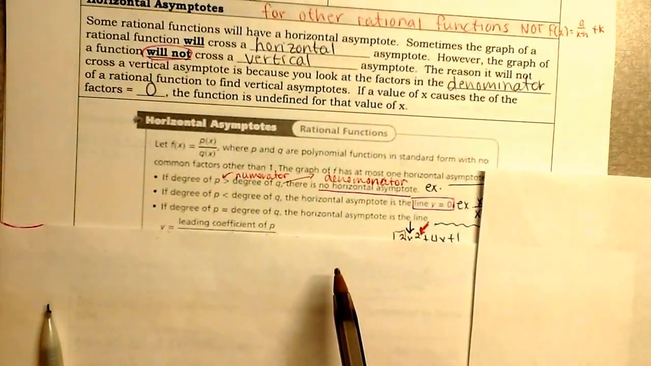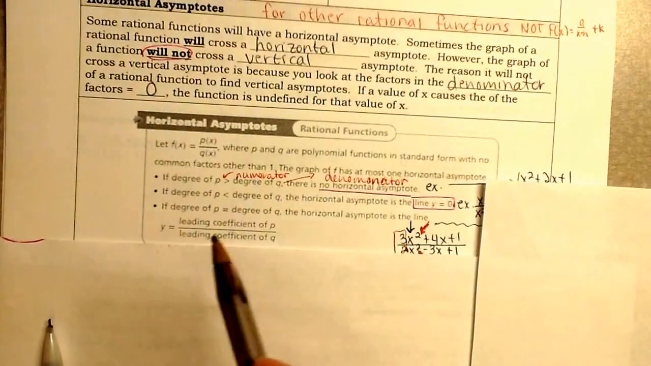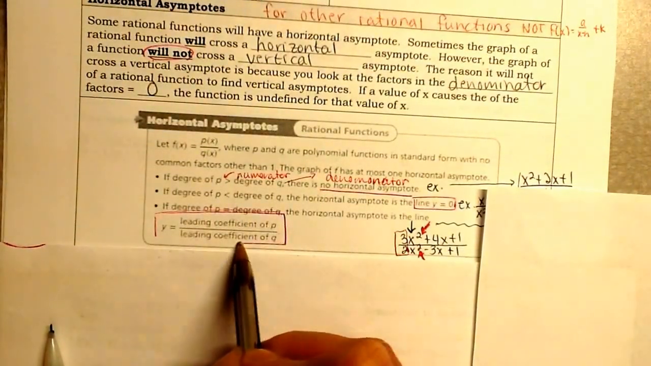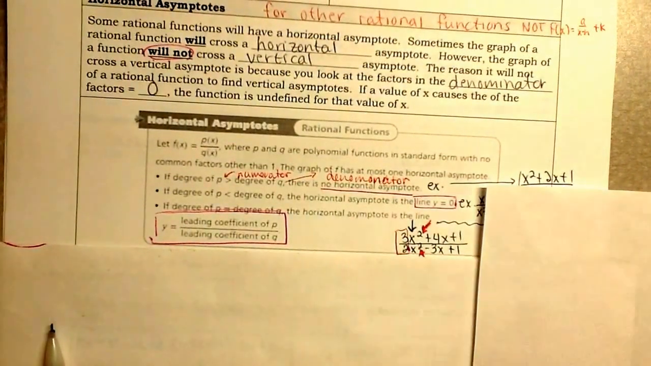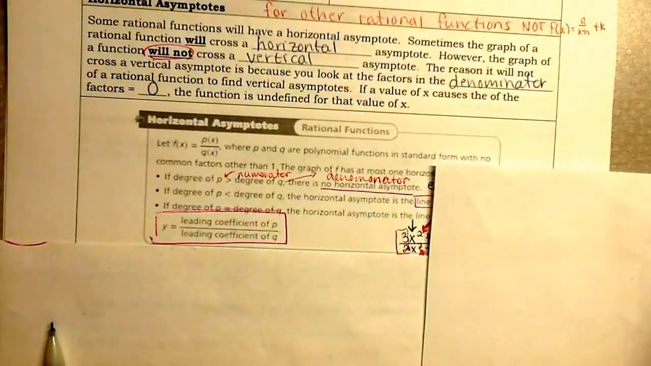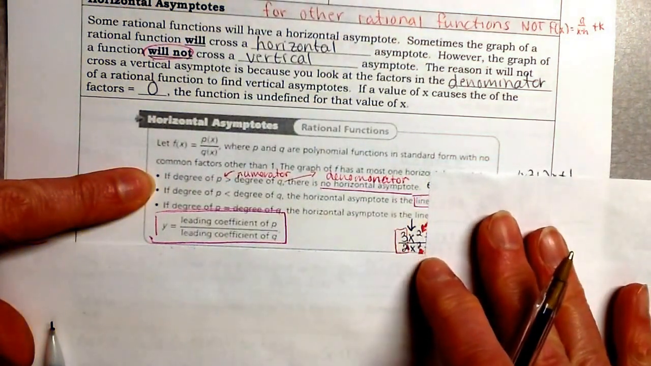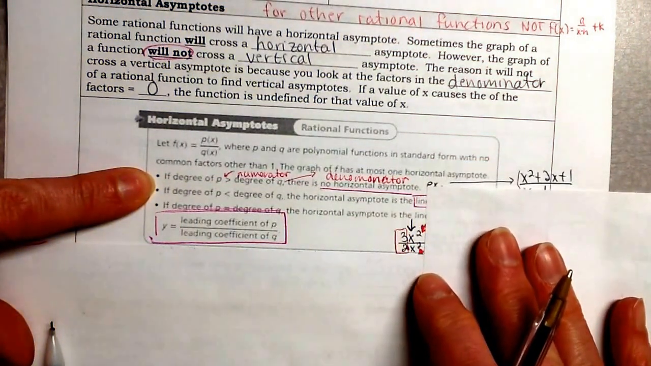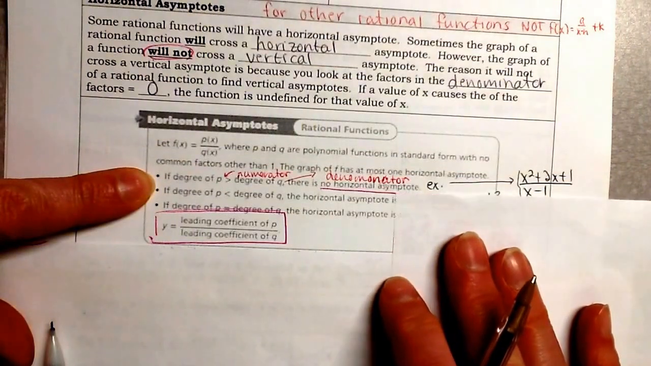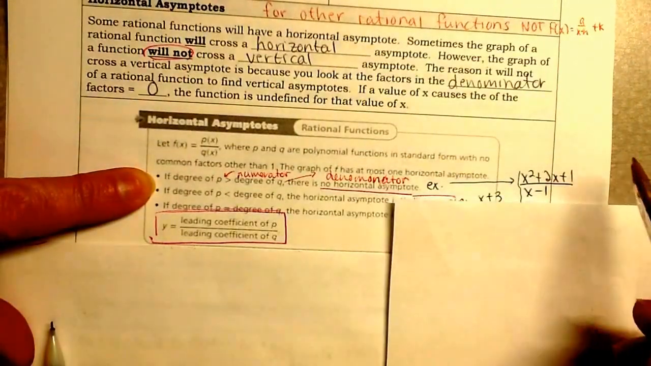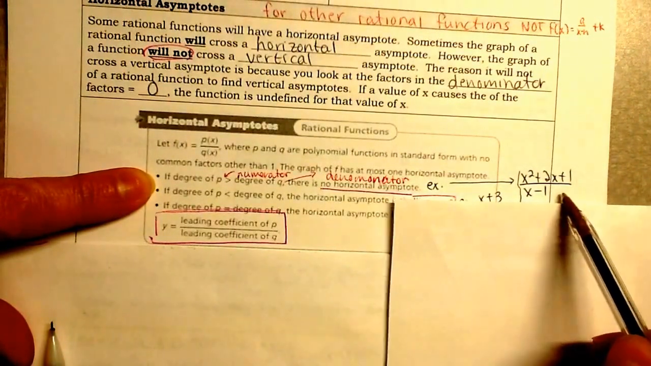And you may have one that is the leading coefficient of P over the leading coefficient of Q. All right, so I'm going to give you an example of each one. Basically what this says, if you look at your rational function, so I'm just giving you one here that is x squared plus 2x plus 1 over x minus 1. This is P, this is Q.